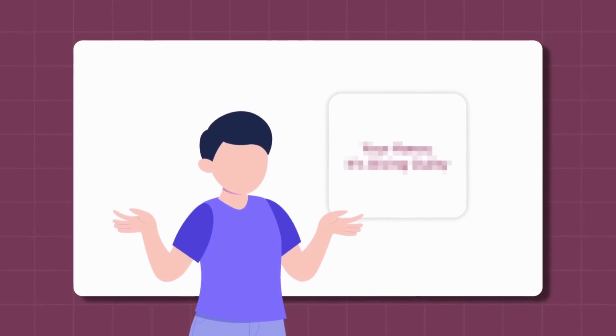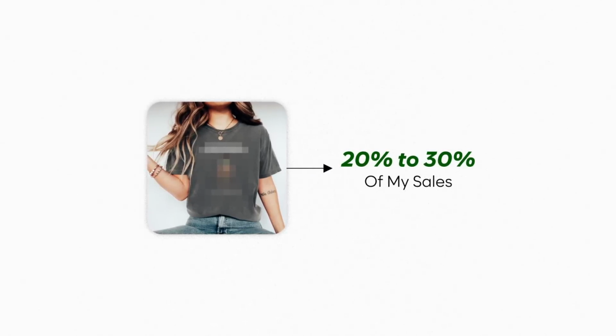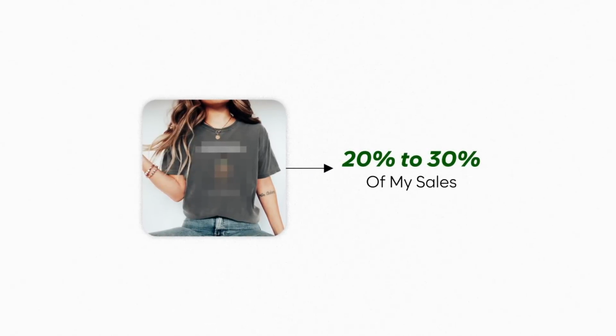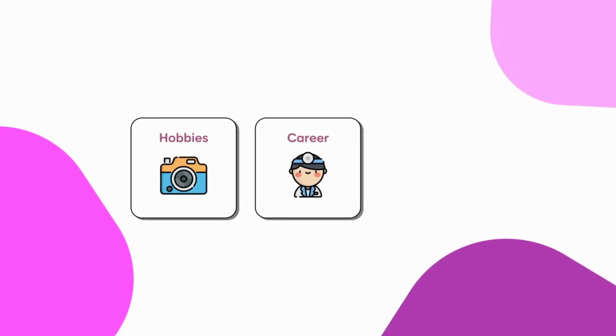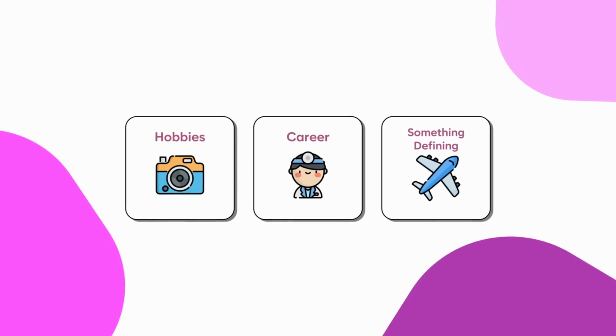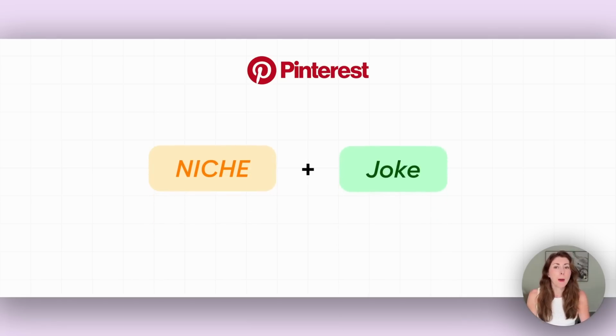And now to reveal my most shocking, best-selling design style. This probably makes up, changes per day, but about 20 to 30% of all of my sales. And again, you are going to laugh at how you have been missing this design when it is the simplest thing you could possibly put on a t-shirt or a sweatshirt on Etsy. So first I'll pick a niche either related to a career or a hobby, or again, something that defines a person. And I'll go into Pinterest and I will search up that niche plus the word either joke, meme, humor, and see what it gives me.